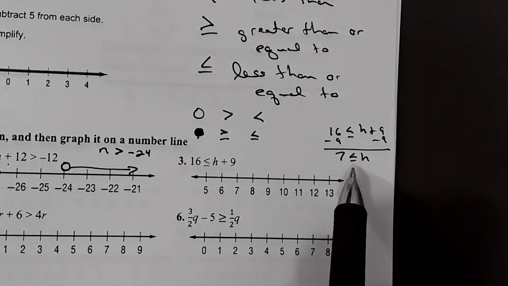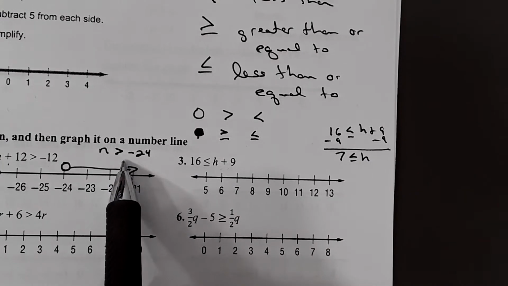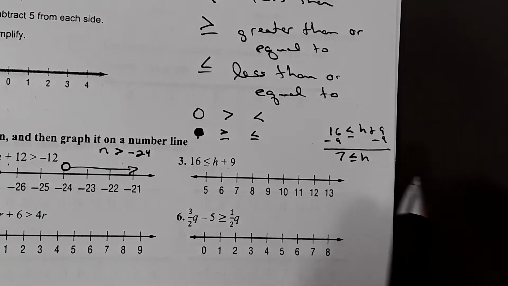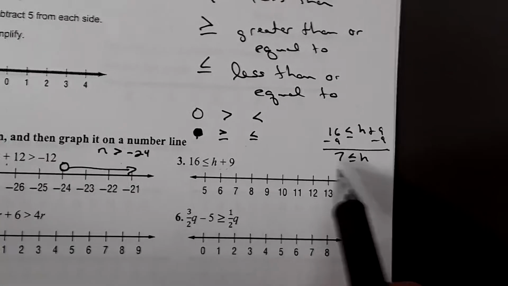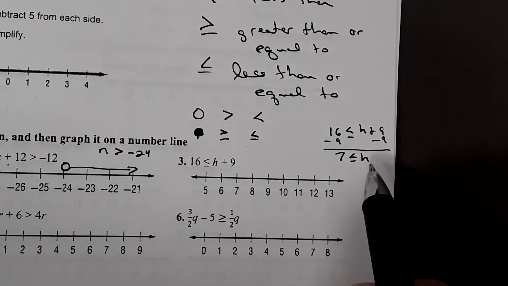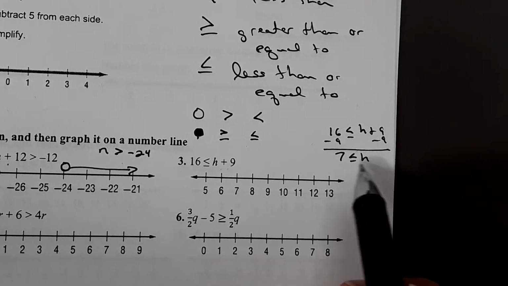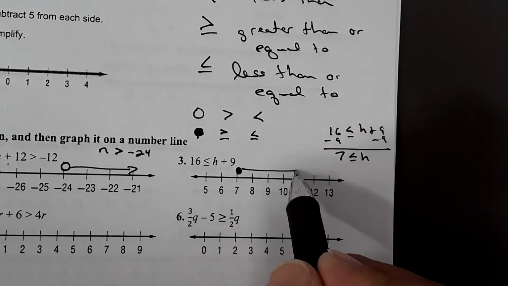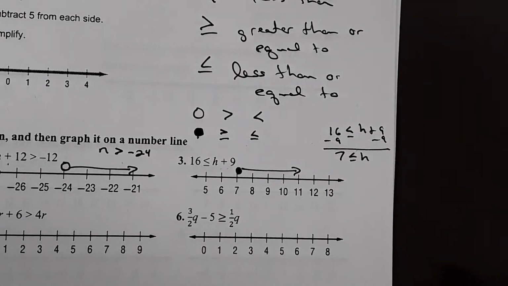Now, if you notice this, the answer is written backwards from this. The variable's on the right-hand side. So if I read this backwards, I would read it h is greater than, remember the alligator always eats the bigger one? H is greater than or equal to 7. So numbers greater than or equal to 7 have to go this way.